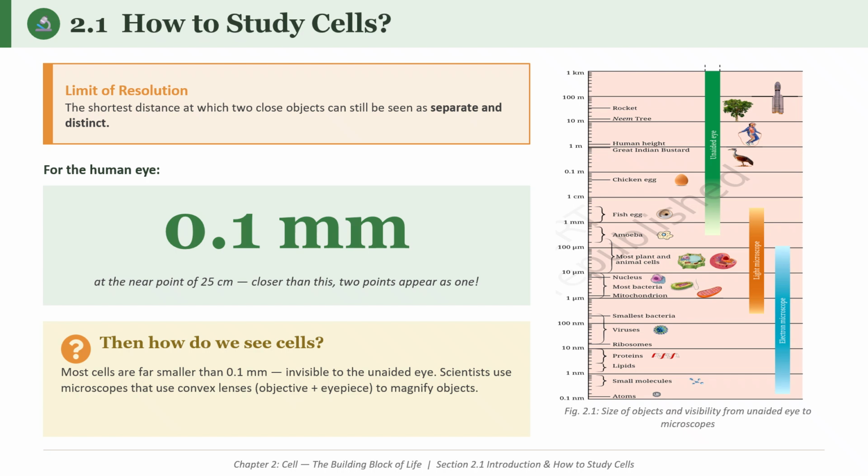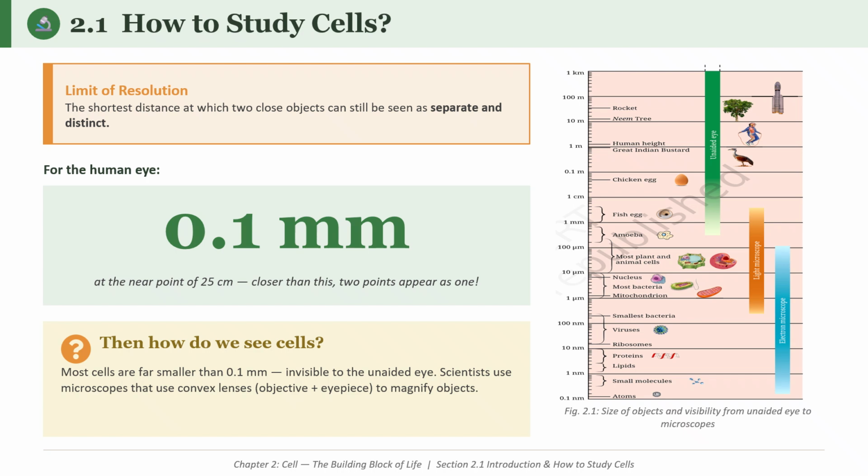So what does this mean? This means that if two objects are placed closer than 0.1 millimeter, they will not appear as two separate objects. Instead, they merge and appear as a single point. For example, two tiny dots drawn very close together will look like one dot. And fine structures like cells also cannot be distinguished. So this limitation explains why we cannot directly observe microscopic structures.